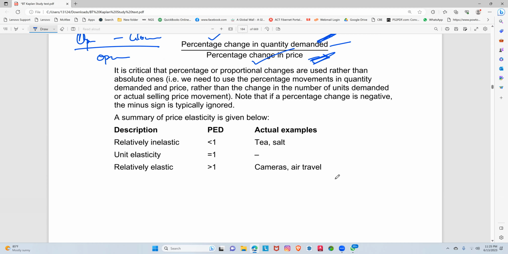Now it is critical that percentage or proportional changes are used rather than absolute ones. We cannot say the exact change, right? We are going to talk about percentages only, approximate stuff only. If a percentage change is negative, the minus sign is typically ignored. Anyhow, it is relatively less, relatively more. The whole world is in relativity.